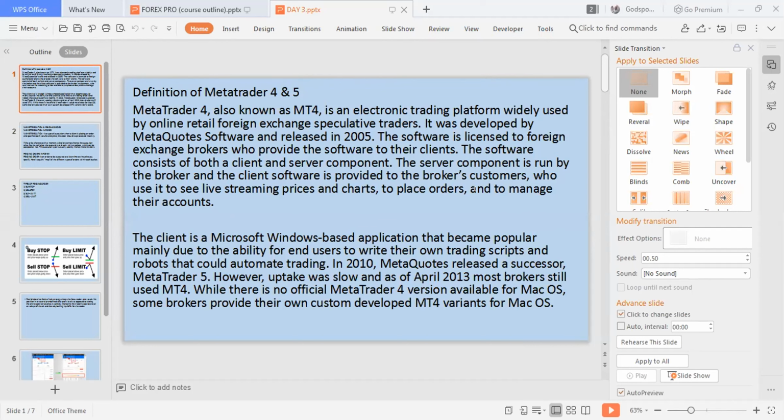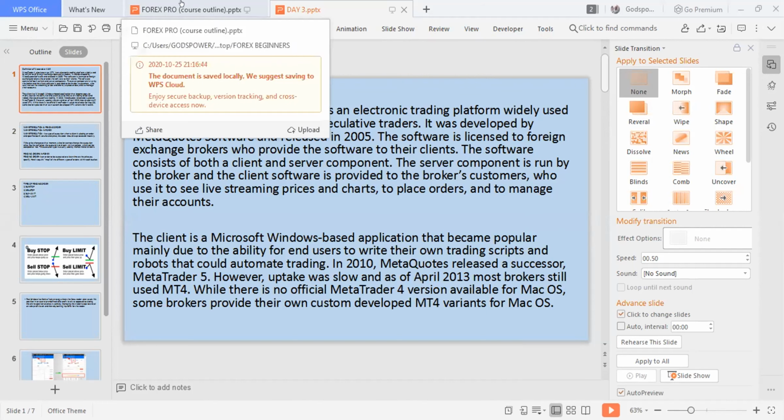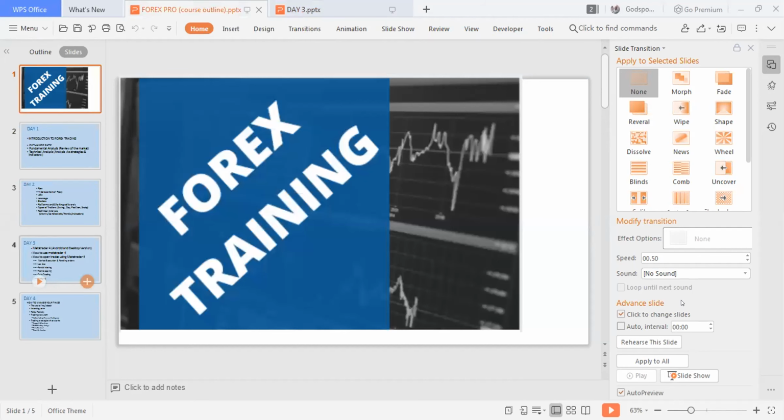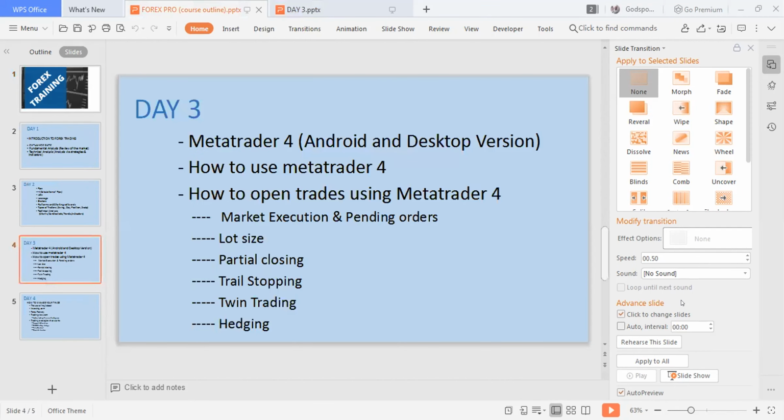Let's start. Today, what are we going to be doing? We look into MetaTrader 4, Android and desktop version. We look into how to use MetaTrader 4. We look into how to open trades using MetaTrader 4. I will also dive into market execution and pending orders. Sorry, I won't be talking about pending orders. That will be done in the advanced class. I will talk about partial closing, trade stopping, left swing trading, and hedging. Let's start immediately.